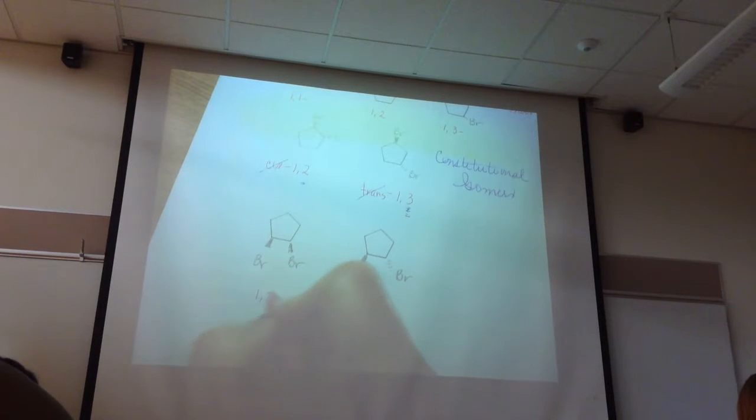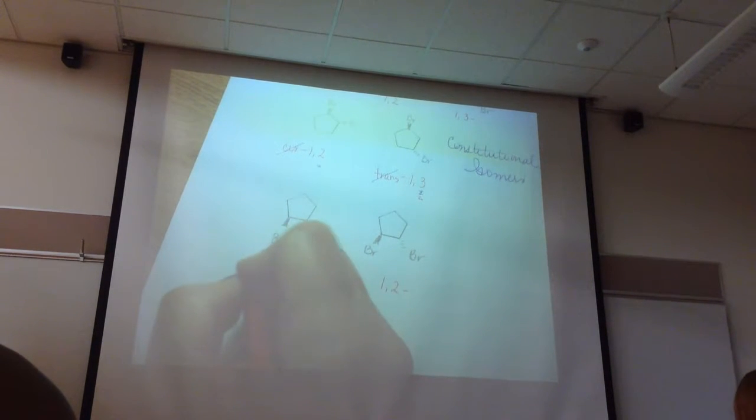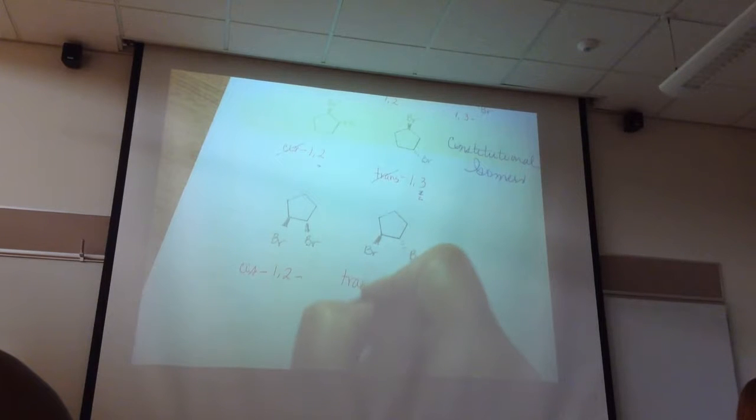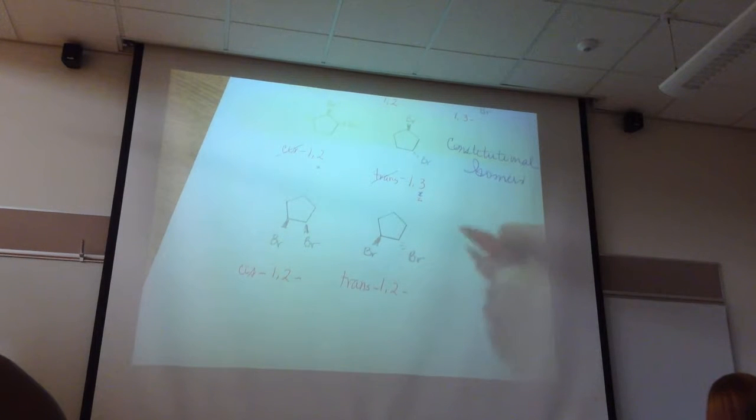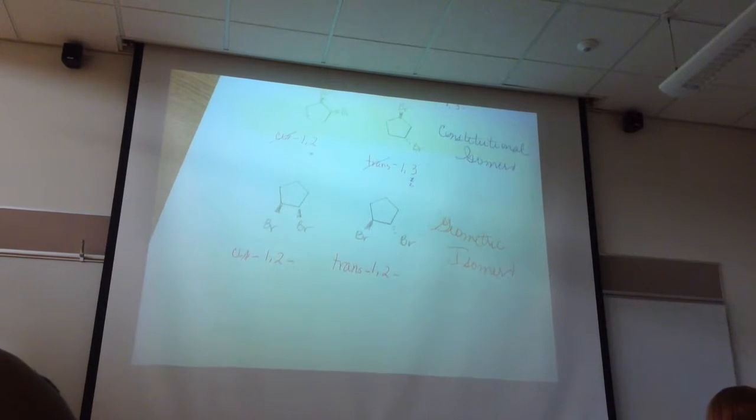This is a 1,2, and this is a 1,2. So when the bromos are both in 1,2, are they oriented in the same direction? They're both to the front, or one is to the front and one to the back. Now when they're both 1,2, and this is the cis 1,2, and this is your trans 1,2, you call these guys your geometric isomers, right? All right, stereoisomers for your test too.